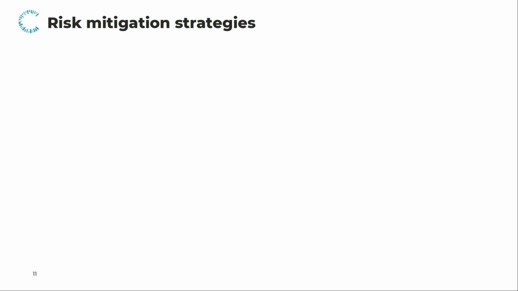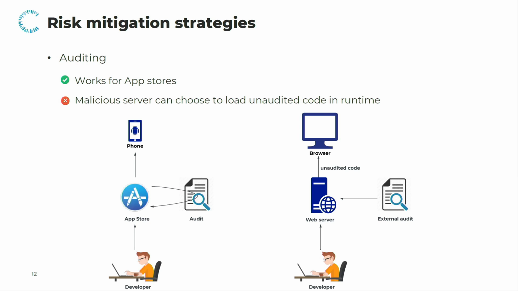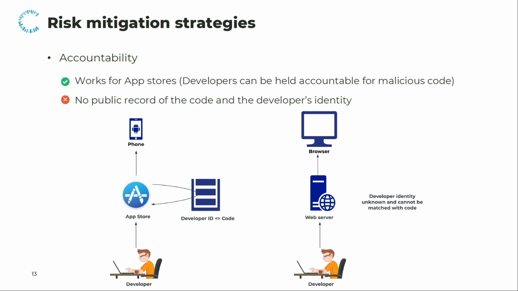There are common risk mitigation strategies that come to one's mind to achieve these goals. One is auditing. A developer that wishes to build trust among users can employ external audits to inspect the client-side code. Auditing works well where it is possible for the user to verify that the code they are running is the same code that was audited before, such as when the code is distributed by an app store. However, it doesn't work for web applications because a malicious web server can simply decide to deliver unaudited code to the user at runtime.